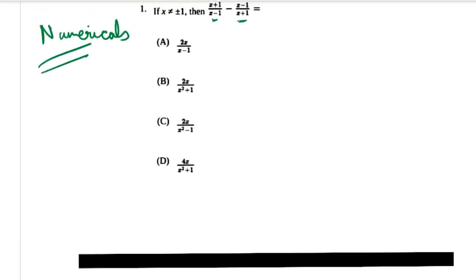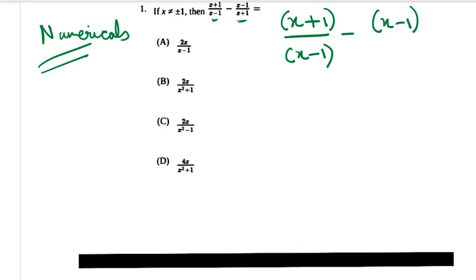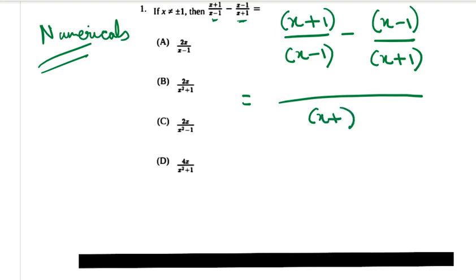Okay, so let's solve this question. It's given as (x plus 1) divided by (x minus 1) minus (x minus 1) divided by (x plus 1). If you do the whole LCM, you get (x plus 1) or (x minus 1), anything you can write first. Now if you do the LCM, you will get (x plus 1) whole square minus (x minus 1) whole square.